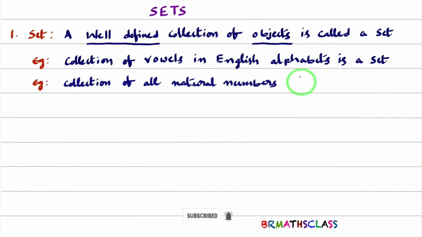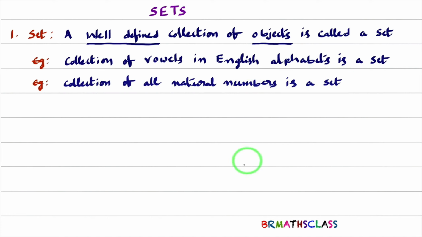Collection of all natural numbers. Are natural numbers well defined or not? What are the natural numbers? 1, 2, 3, 4 like that. All those are natural numbers. So natural numbers are well defined. So the collection of all natural numbers is a set. Yes, it is a set.